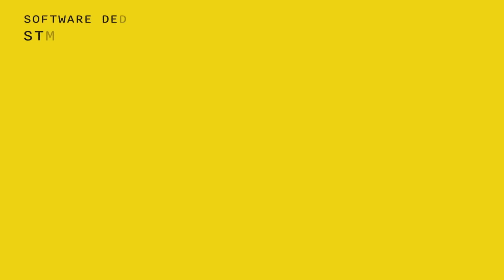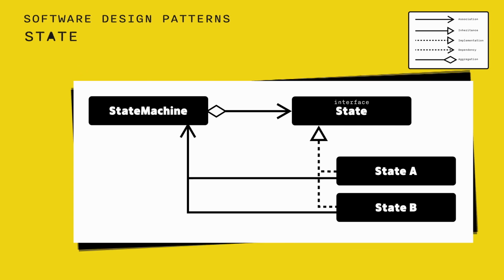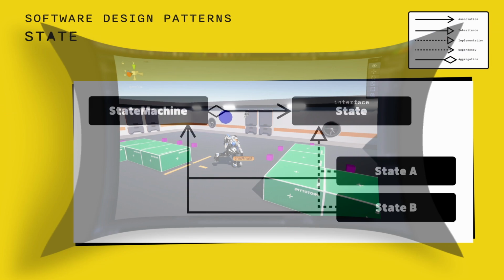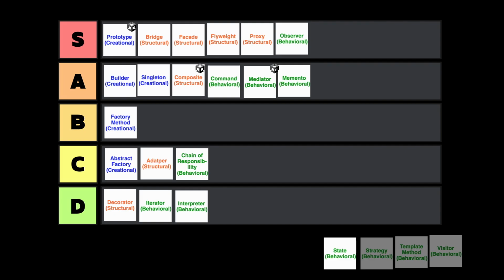We are talking about finite state machines of any kind. It could be a simple FSM or a full-fledged behavior tree. By the way, I also have a video about state machines. The state pattern is GameDev 101. However, I'm going to put it in A tier because even though it's super powerful, it can quickly become quite complicated.